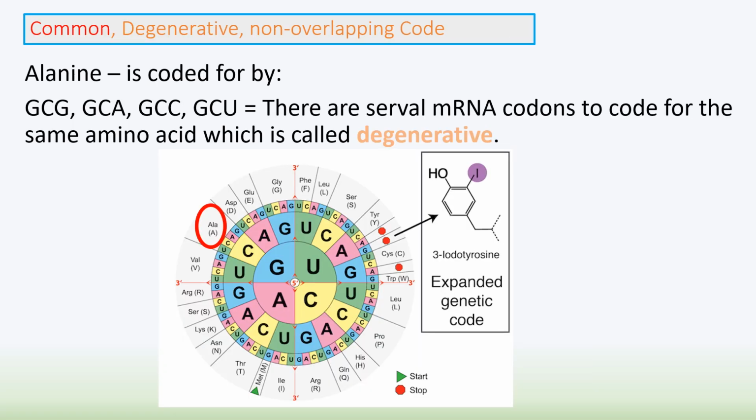The code is degenerate. So what that means is there is more than one way to skin a cat, or in this case, to code for an amino acid. So if we look at alanine, okay, we go G, so they all start with G, C, and then either GCG, GCA, GCC, or GCU. So there are several messenger RNA codons that code for the same amino acid. This is called being degenerate. And an advantage of this is if you get a mutation, you may still end up with the same amino acid, so it might have no effect, which is a positive. So GCG, if that G got swapped for an A via mutation, it would still code for the same amino acid, alanine.